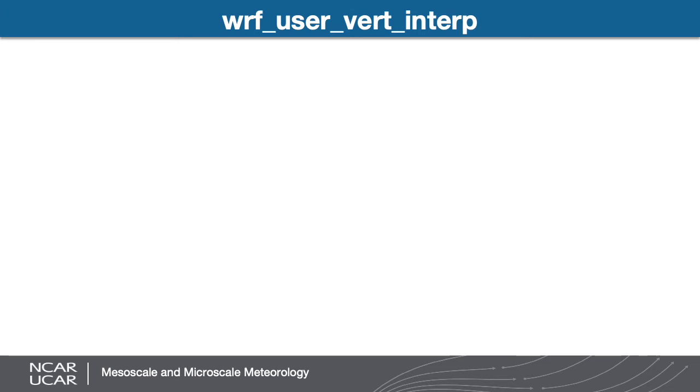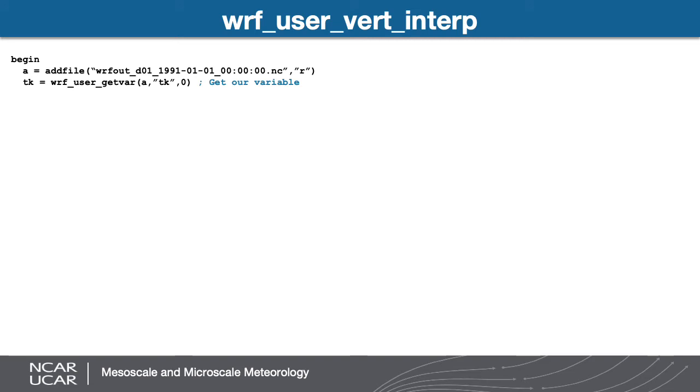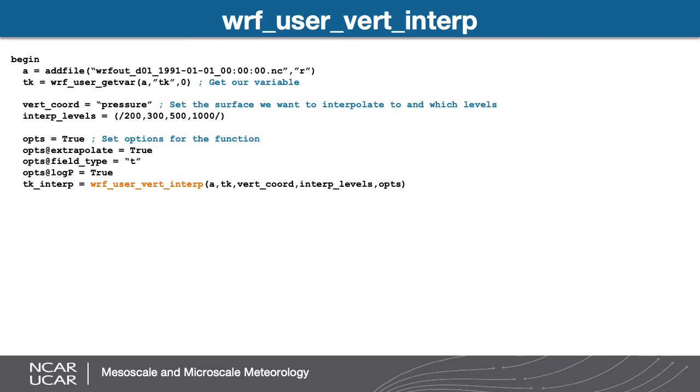Here's an example of a script of how to use that. We'll start out by typing begin and adding our WRF-out file using add file. Next, we're going to read in temperature in Kelvin with WRF user getvar just at the first time. So we're going to set our vertical coordinate to pressure. This is the surface we want to interpolate to. And then we're also going to set our levels. We're going to interpolate to levels of 200, 300, 500, and 1000 millibars. So we're going to set our options to true, and we're going to extrapolate below the ground, which we have set to true.